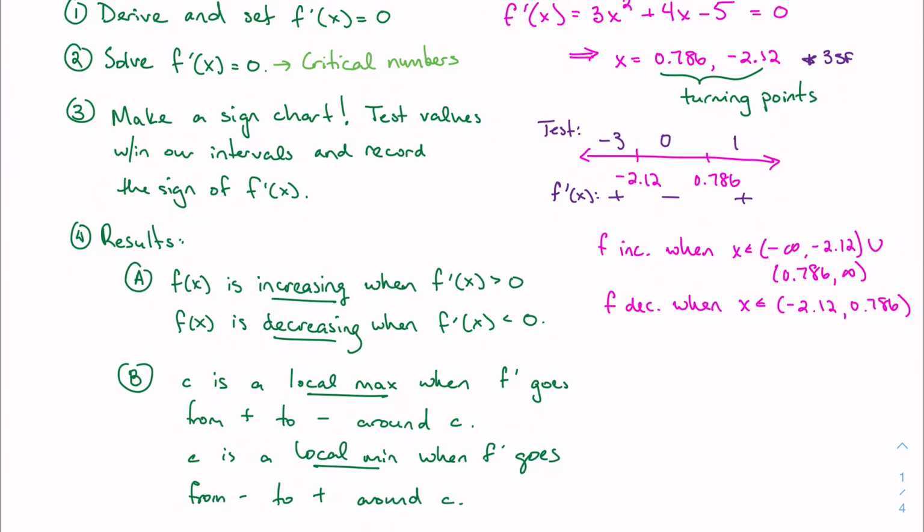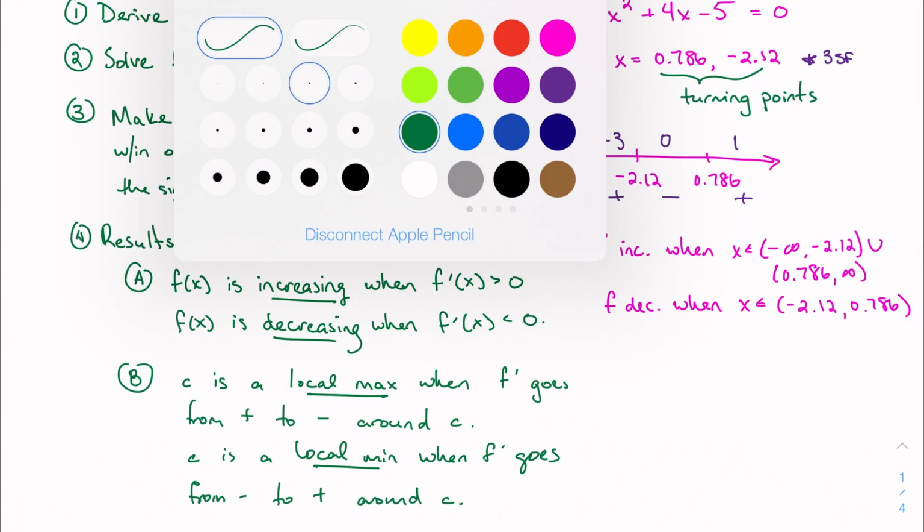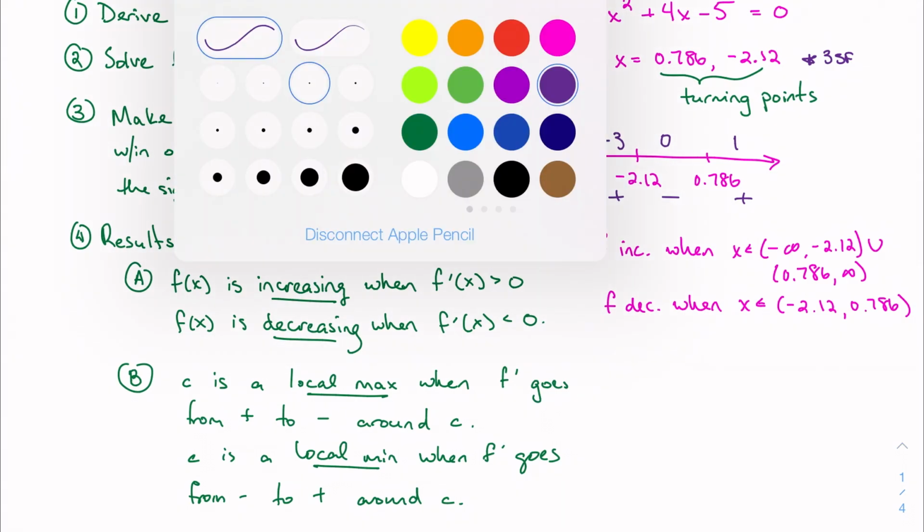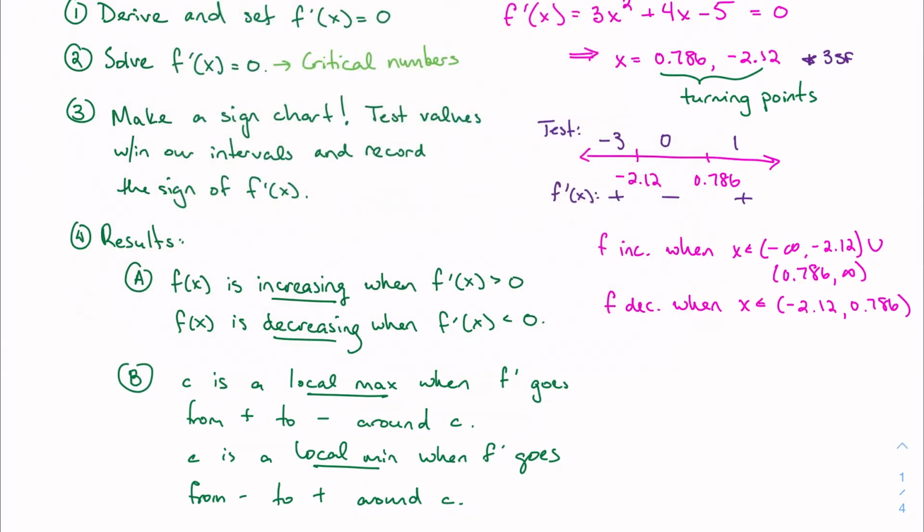So if I go back to my problem and I look at negative 2.12 and I say, what's happening around negative 2.12? I say, well, my derivative is going from positive to negative, right? It's positive until it gets to 2.12 and then it's negative. So I'm looking at a max.